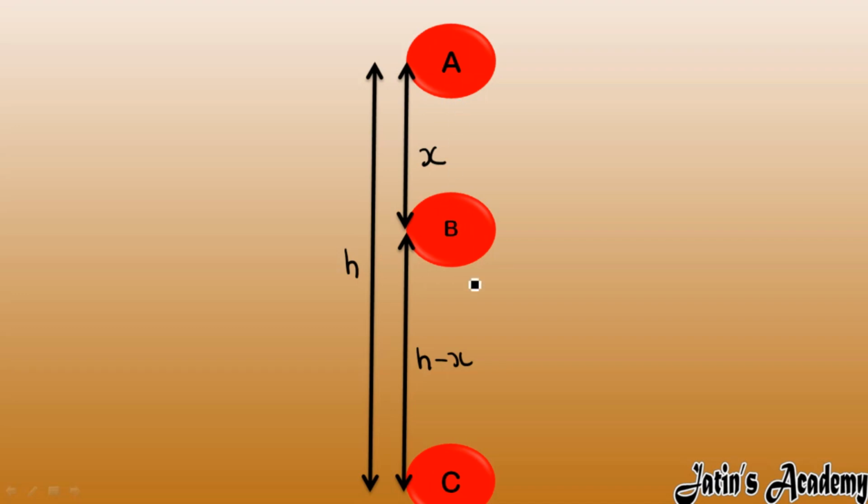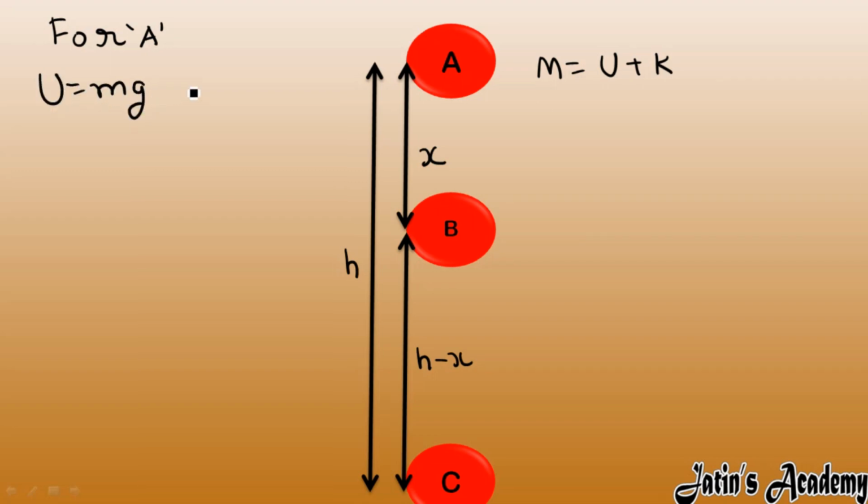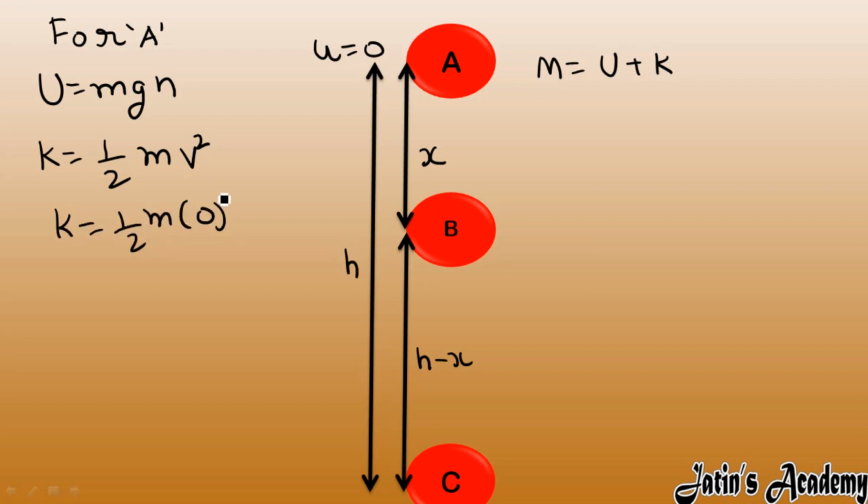For points A, B and C, mechanical energy is basically the sum of potential energy plus kinetic energy. So for point A, we have potential energy as mgh. H is this total H, okay, and at this point initial velocity is 0. If initial velocity is 0, kinetic energy at A, which is half mv square, is 0. So here kinetic energy is 0.